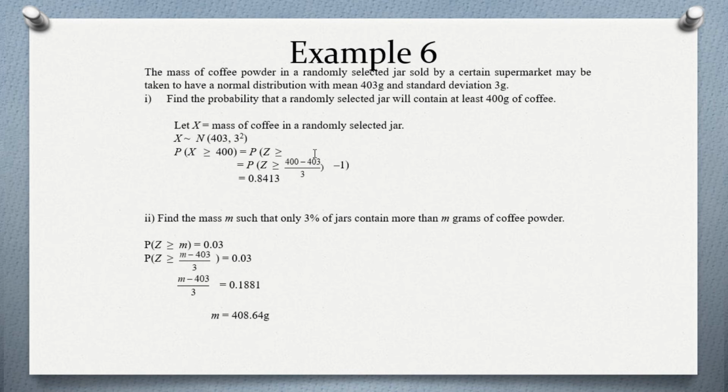They tell you at least 400. So you change it to z-score. Make sure your z-score is in 2 decimal places, all right? So you change 400. What do you get? 400 minus 403, correct or not? Then you divide by 3, you will get negative 1. So your z-score is basically more than or equal to negative 1, correct or not? Then you just find your probability using your calculators.